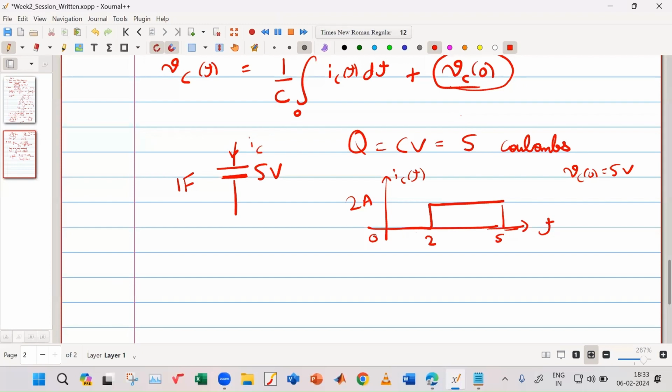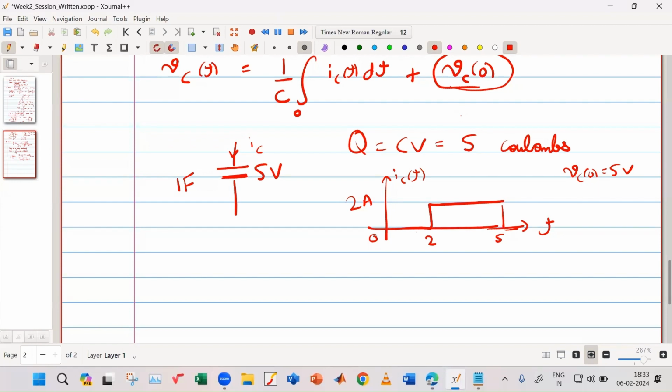It is initially charged to 5 volt, and the capacitance is 1 farad. Now, this is the current which is injected into the capacitor. From 0 to 2 seconds, 0 current is flowing. Then instantaneously it becomes 2 ampere from 2 to 5, and then from 5 again it becomes 0. Now I want to know what is the voltage which is built up in the capacitor.